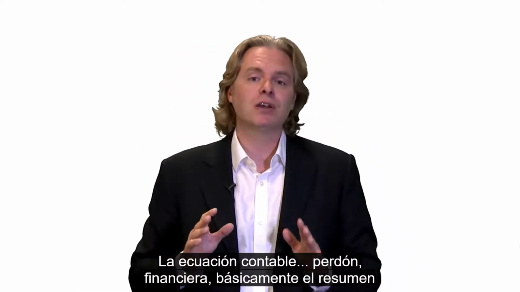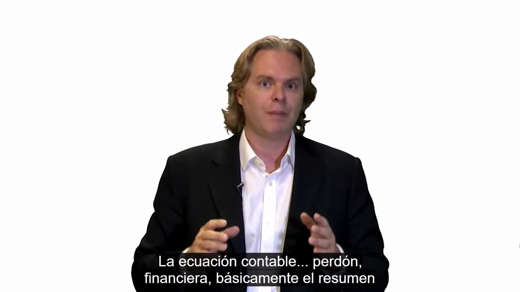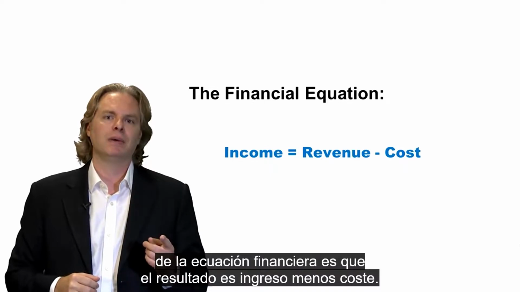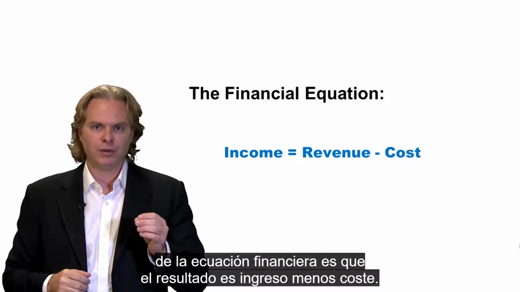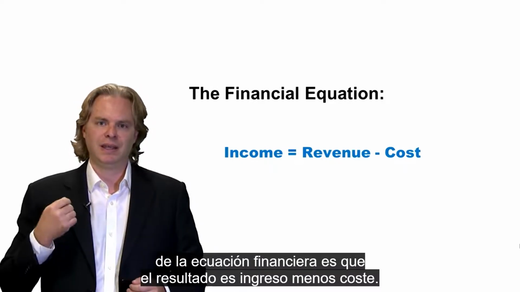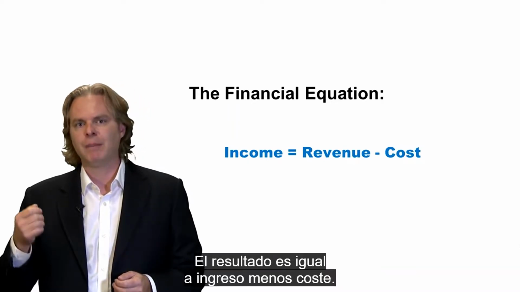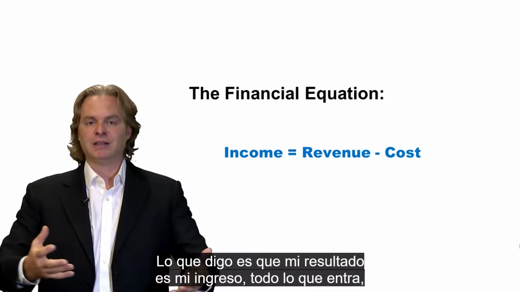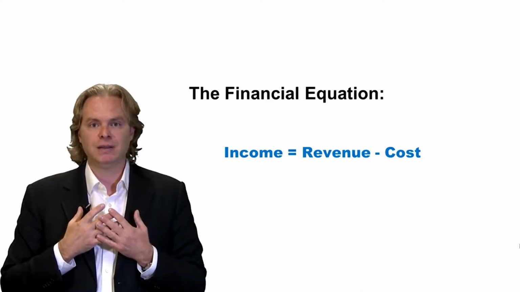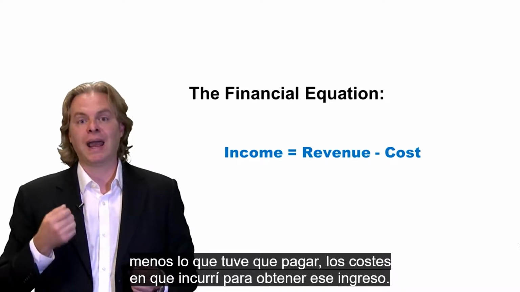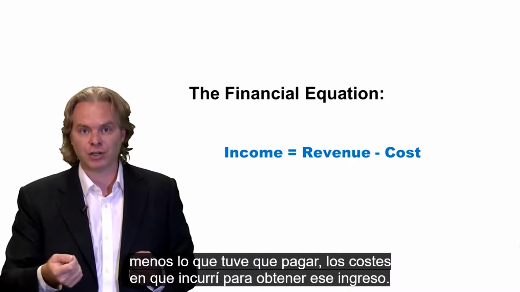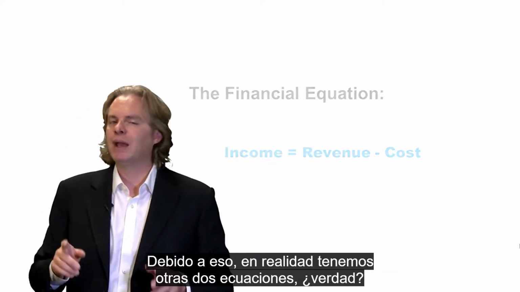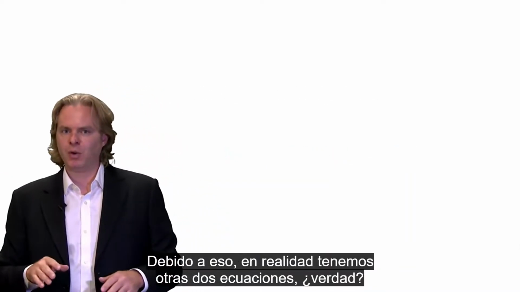Now, the bottom line of the finance equation is income equals revenue minus cost. Income equals revenue minus cost. So what I make, my income, is my revenue, everything that comes in, minus what I had to pay, the costs incurred in getting that revenue. That's my income. Now, because of that, we've actually got a couple other equations, right?